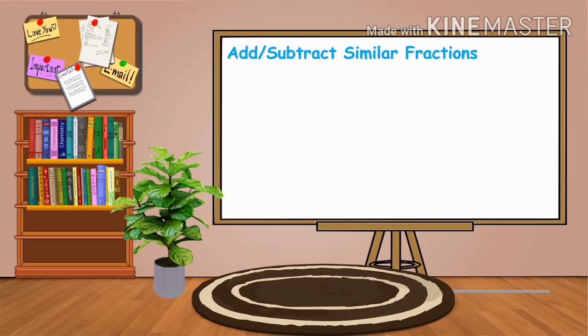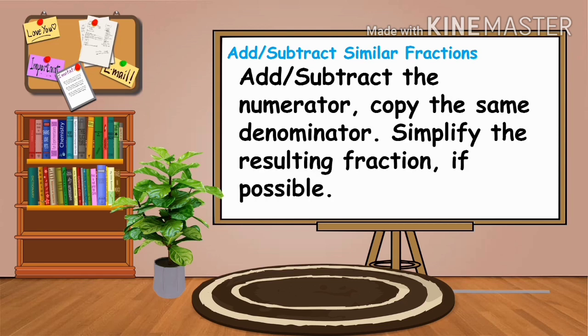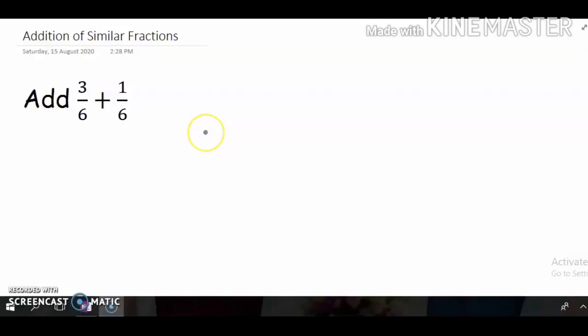Okay, so we have rule in adding and subtracting similar fractions. So always remember that when we add or subtract similar fractions, we just add or subtract the numerator and copy the same denominator, then simplify the resulting fraction if possible. So let's have an example. Okay, so let's try to add similar fractions. Add 3 over 6 plus 1 over 6.